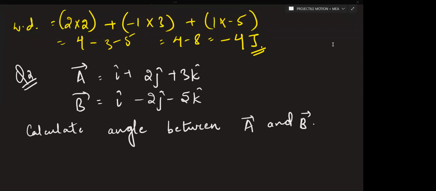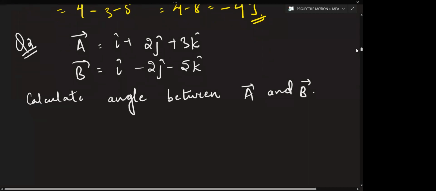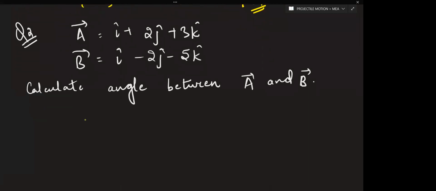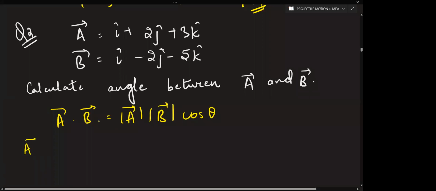Class, we have to find out the angle between them. So if you remember, this is actually a combination of polar and Cartesian form. In polar form, you have the angle, and in Cartesian form, you don't have the angle, you have it in terms of i cap, j cap, and k cap. Now, if I write A dot B, what will A dot B be equal to? Magnitude of A multiplied by magnitude of B cos theta. So this much we can at least solve. Let's solve A dot B first.